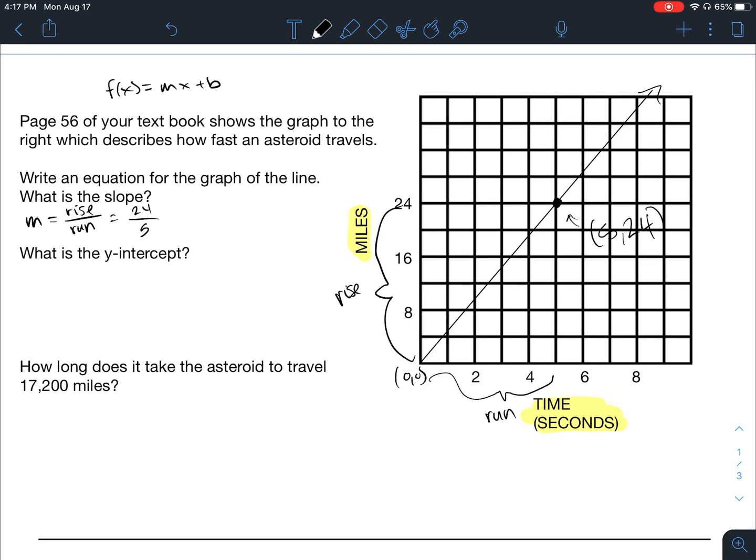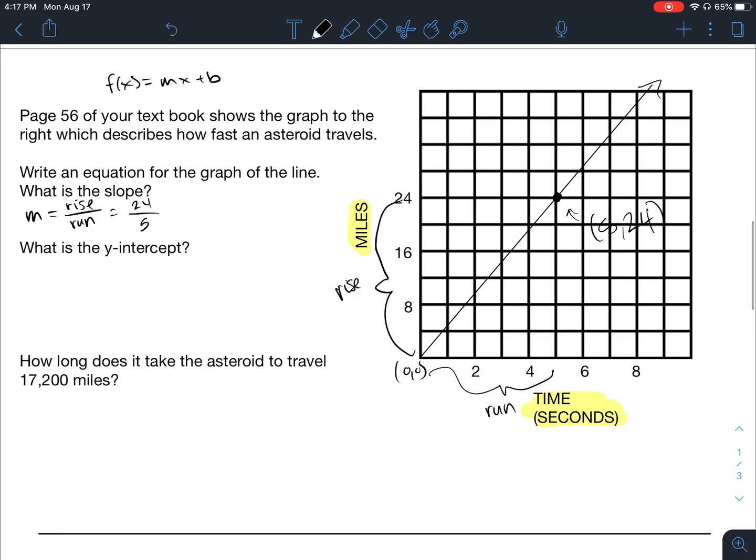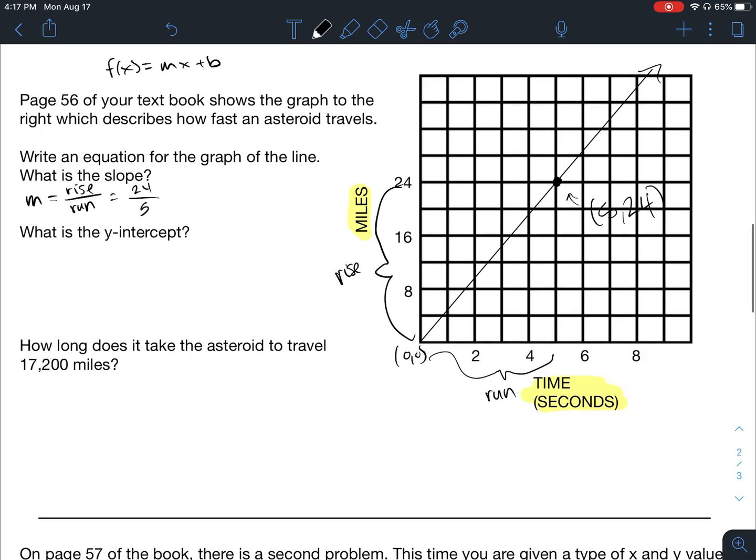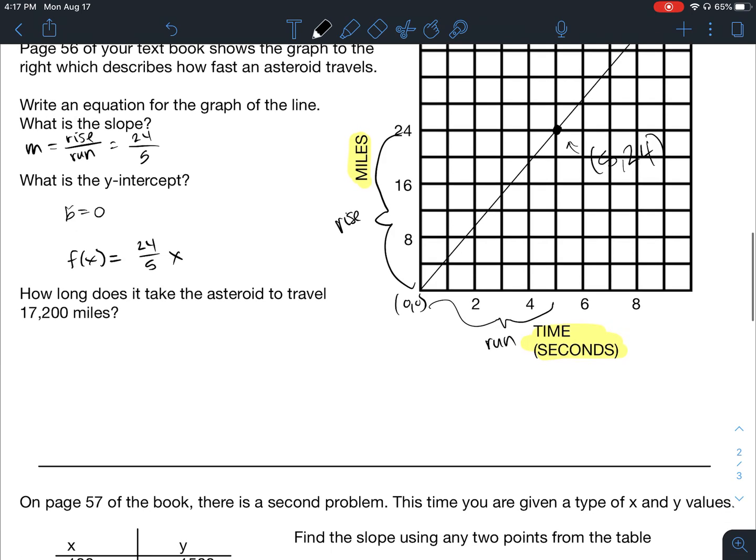Now we need to find our y-intercept. Well, it's pretty simple because there is no y-intercept. It just passes through the point of origin at 0, 0. So b is equal to 0. Now let's go ahead and write out our equation. So f of x is equal to, well, m we said was 24 over 5, x plus 0. So I'm not going to write that in. We don't have a y-intercept. So there we go. That's our function right there.